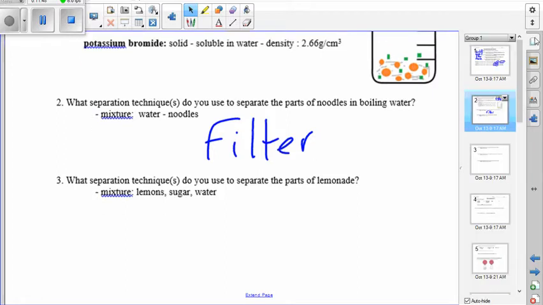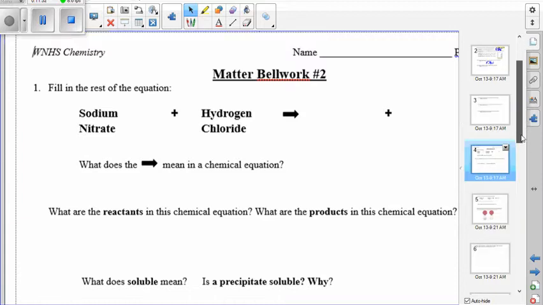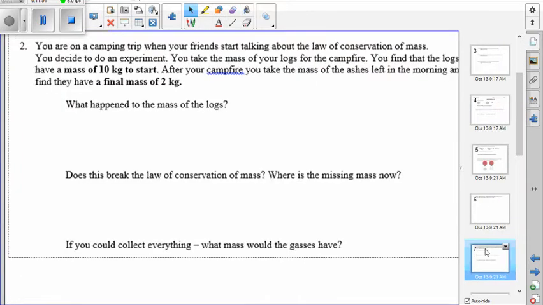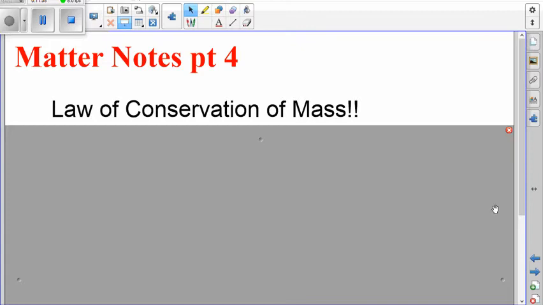And let's see here. Yeah. We'll move past these for now. You should be able to answer the rest of those. But let's go ahead and get to our notes for the day. The law of conservation of mass. So go ahead and get out your notebooks.